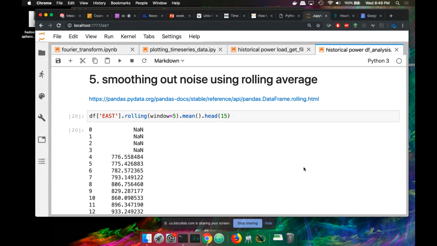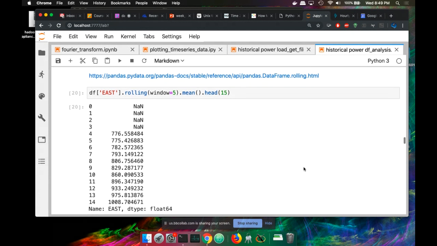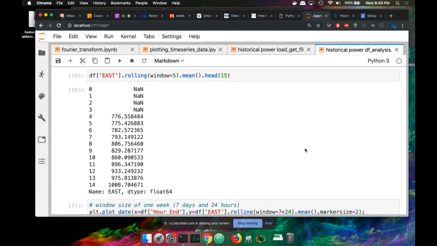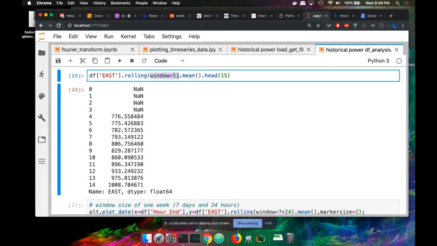Which is why, if we run the rolling command in pandas against a series of data, like the east column, we're going to get back a bunch of NaNs, right? So the first few data points for that rolling window, we're going to get NaNs. So the rolling average is not going to cover the entire data set. Yeah, so here I chose window size 5. So the first 4 data points are NaN.